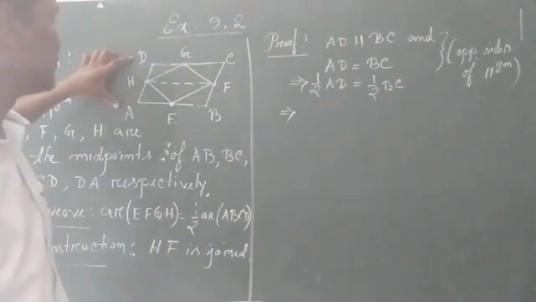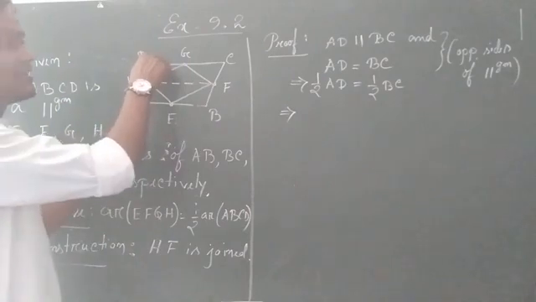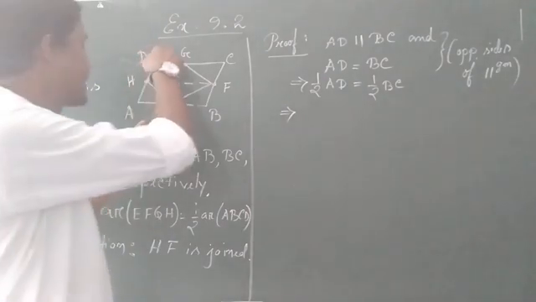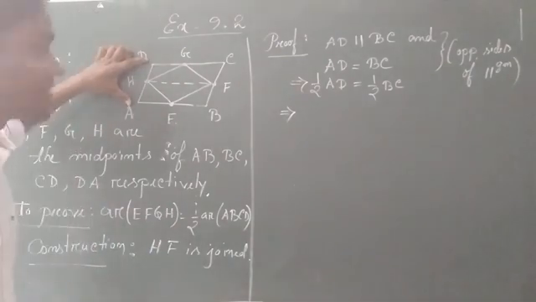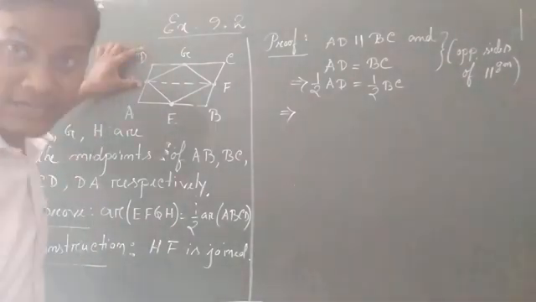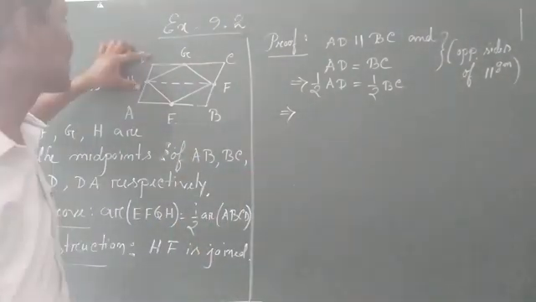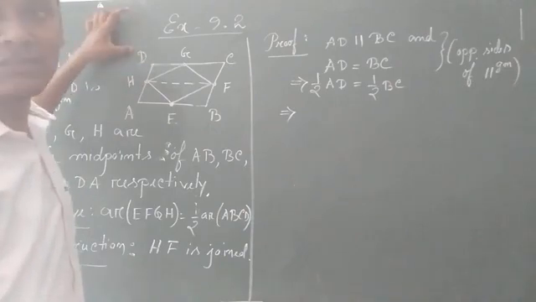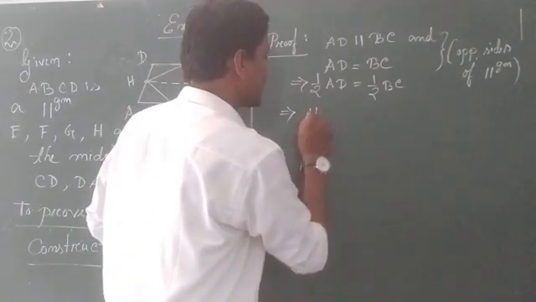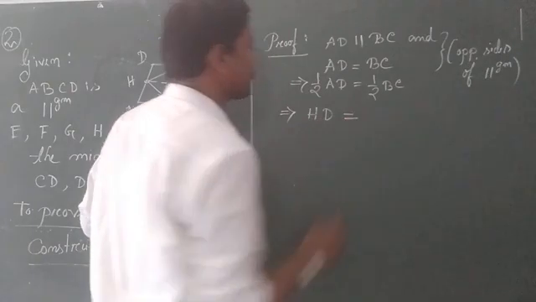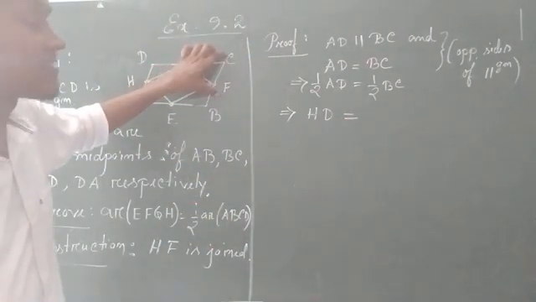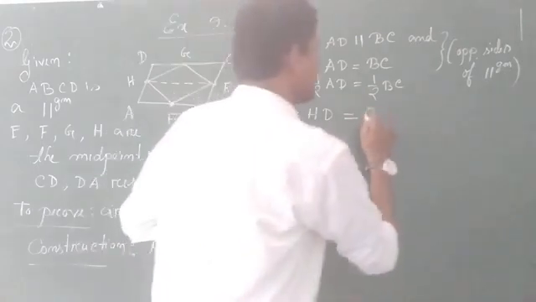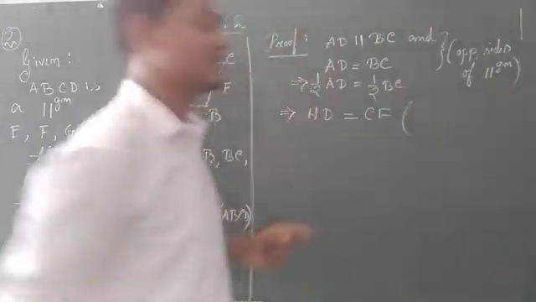Half of AD. Look at AD here. If I need to write half of AD, this AD is the complete side. Since H is the midpoint, in place of half of AD, I can write HD. So in this one, I can write HD is equal to half of BC. Look at BC here. In place of half of BC, I can write CF.